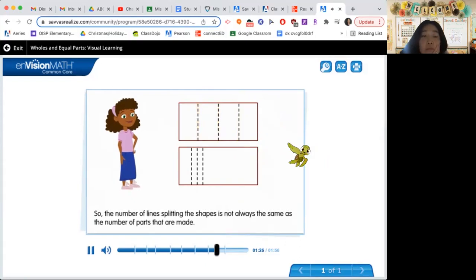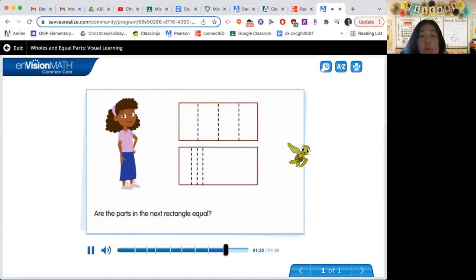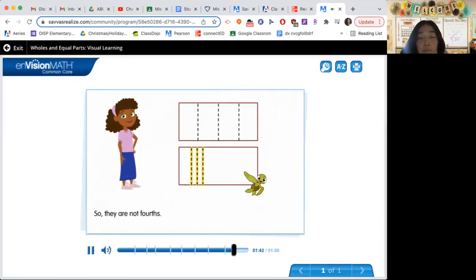So the number of lines splitting the shapes is not always the same as the number of parts that are made. Are the parts in the next rectangle equal? So cutting it 3 times gives you 4 parts. For a shape like a rectangle, cutting it 3 times will give you 4 parts. No, there are unequal parts. So they are not fourths.